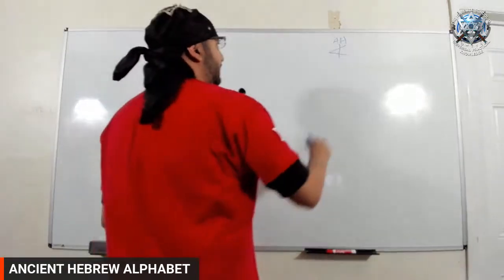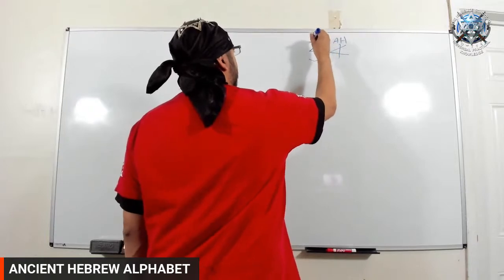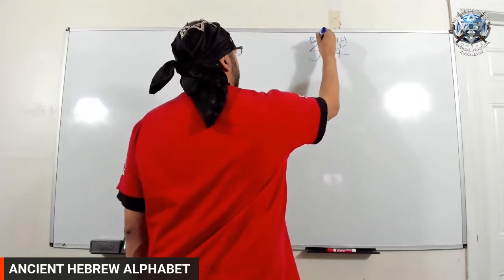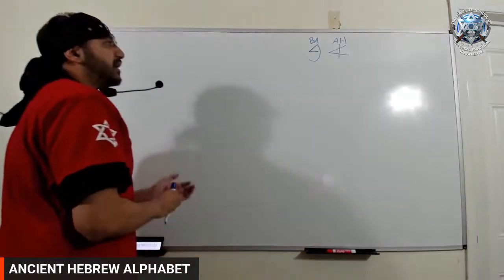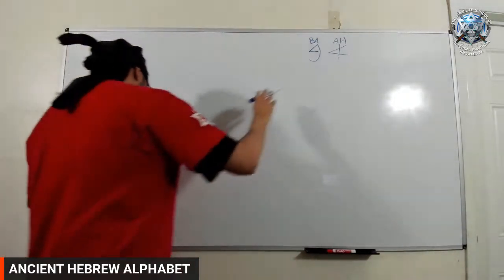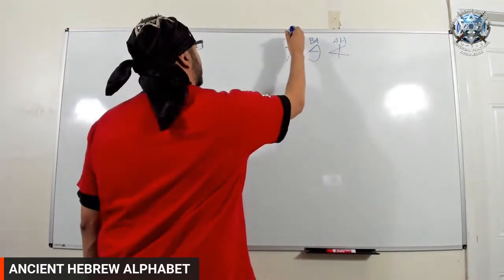Starting with the letter Ah, here's the next letter. Ba. This is the second letter of the alphabet. We got Ah, we got Ba, now we got Ga.